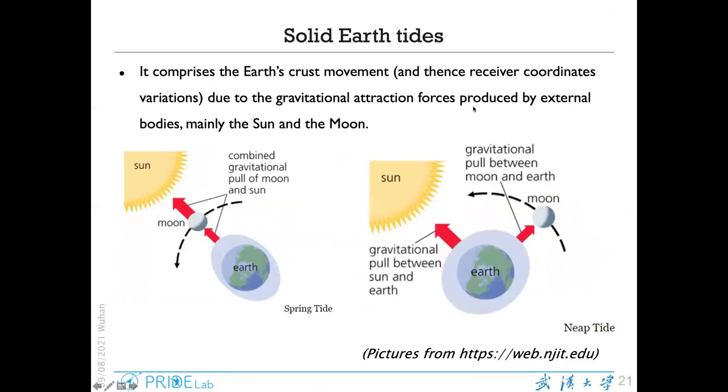And this is solid earth tides. So you see, the solid earth tides are caused by the attraction of third bodies like the sun and the moon. This is a very great impact from the sun and moon on the ground stations. You have to correct for them.